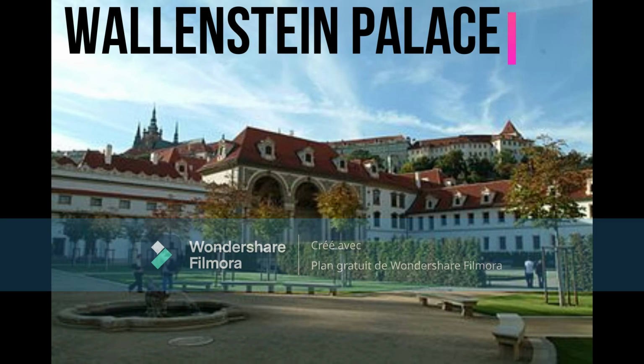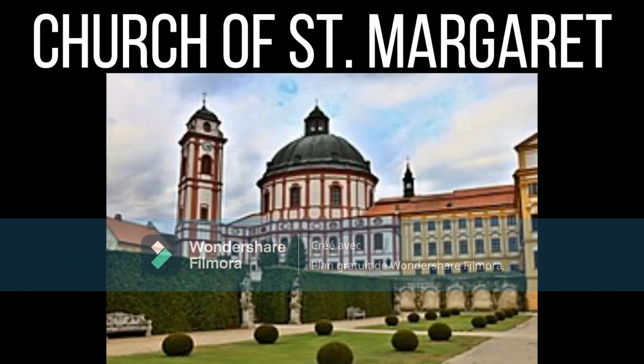Wallenstein Palace is a Baroque palace in Prague. It's the first Baroque palace in Central Europe. The Church of St. Margaret is also a Baroque church.